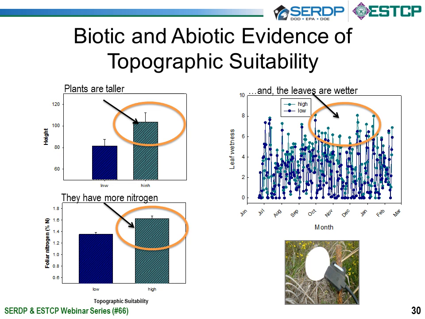We also measured existing plants that occurred in these areas across the landscape in our plots to look at evidence of topographic suitability. And what we found is that plants are taller in the high suitability area. They have higher levels of foliar nitrogen in the high suitability area, and the leaves are wetter in the high suitability area for most of the year. And we measured this with these leaf wetness sensors.